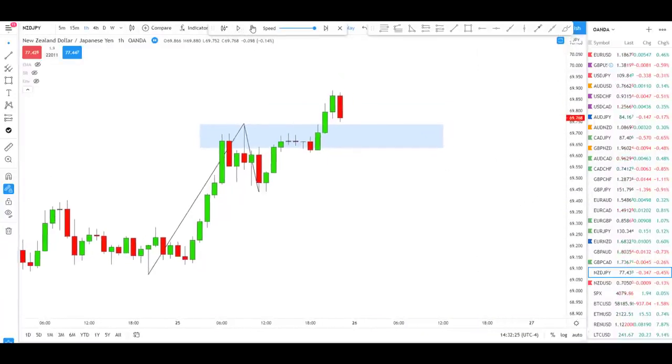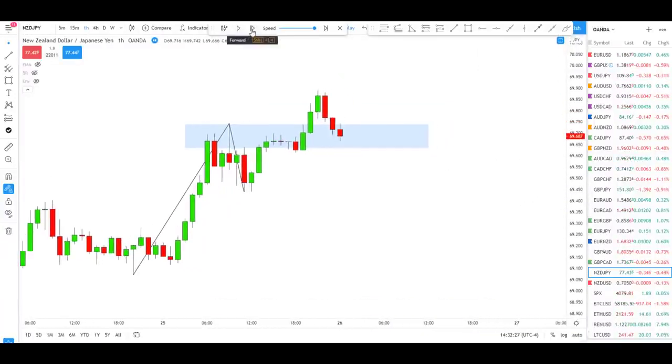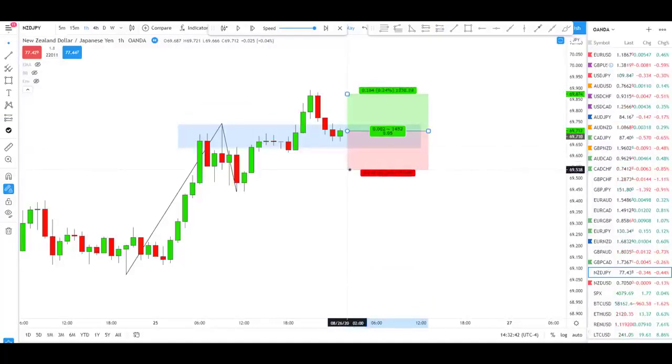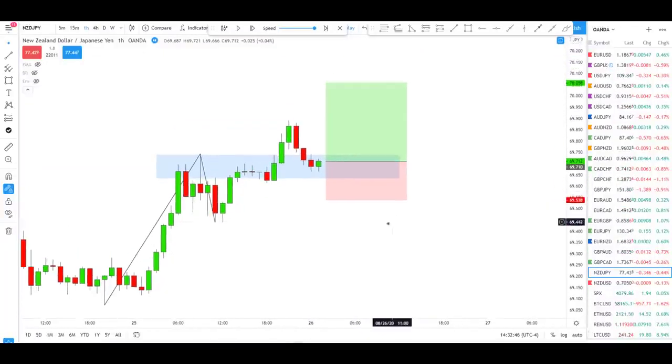So let's go ahead and take a look at what happens. We push back down into our area of previous resistance that now should become support. We eventually get some buying pressure. Our entry would look something like this. Stop loss would be down below this area. And we'll talk about entry, stops and targets later. Just as an example here, this is something like what the trade would look like.